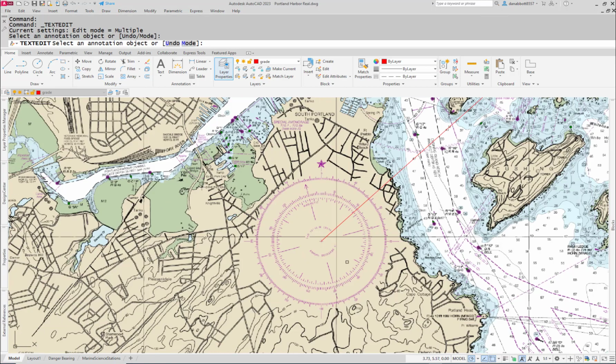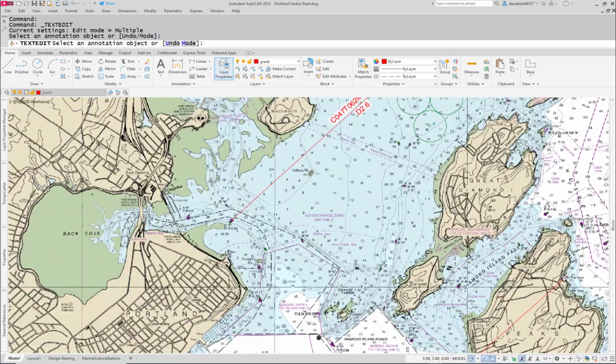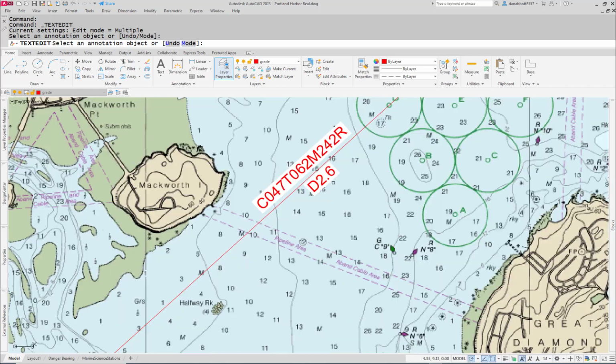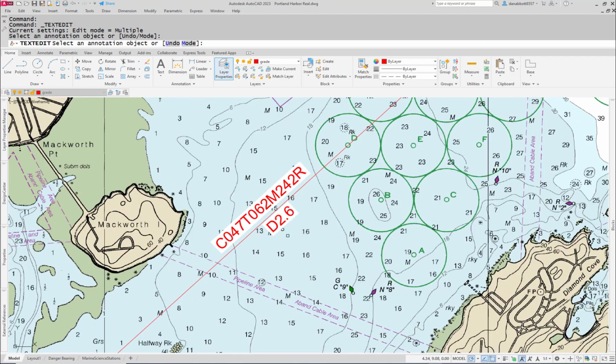Now I can come back up here and put that above the line. I've done this already, and I will show you in a second where I got that distance. So the distance goes below. The letter D stands for distance, 2.6. You don't go beyond 1 decimal place.